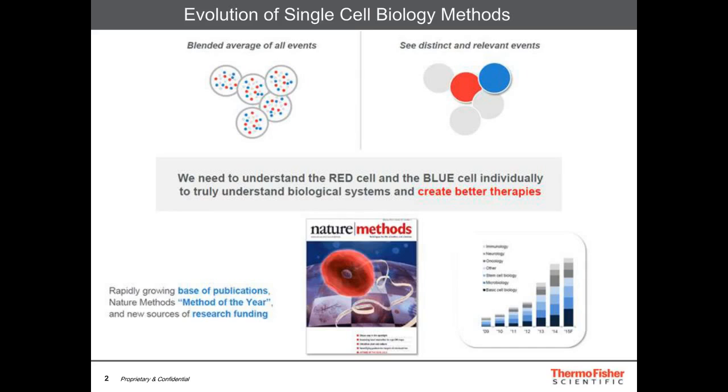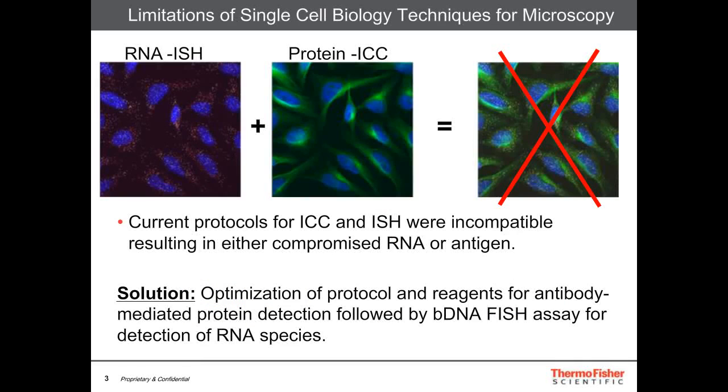It really started out in 2013 in Nature Methods, as they published the method of the year, which was single-cell sequencing. As we can see over publications in different areas of biology, there is a marked increase in the number of publications that look at single-cell biology in an effort to really understand the role of the rare cell. These are sometimes masked in studies where we've looked at population averages. So this was a real limitation.